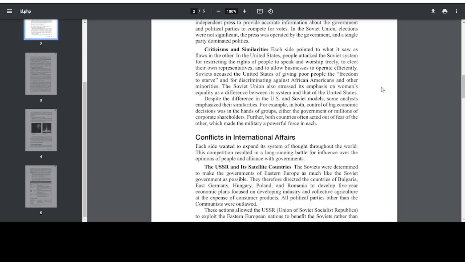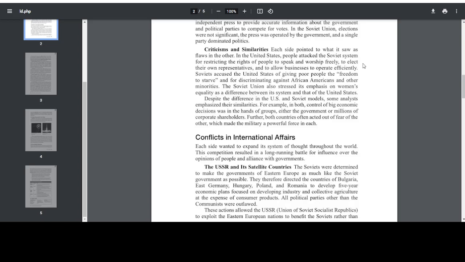Criticisms and similarities. Each side pointed to what it saw as flaws in the other. In the United States, people attacked the Soviet system for restricting the rights of people to speak and worship freely, to elect their own representatives, and to allow businesses to operate efficiently. Soviets accused the United States of giving poor people the freedom to starve, and of discriminating against African Americans and other minorities. The Soviet Union also stressed its emphasis on women's equality as a difference between its system and that of the United States.